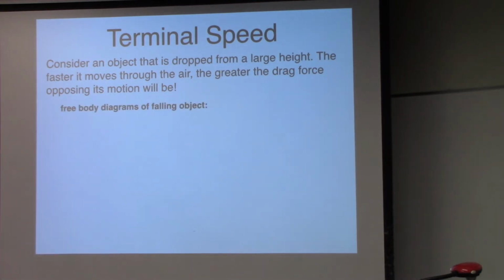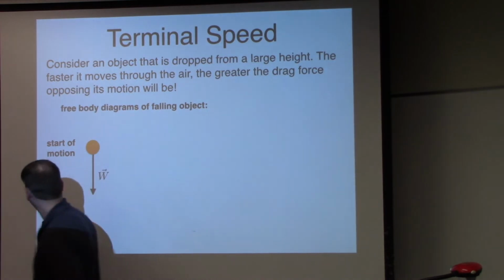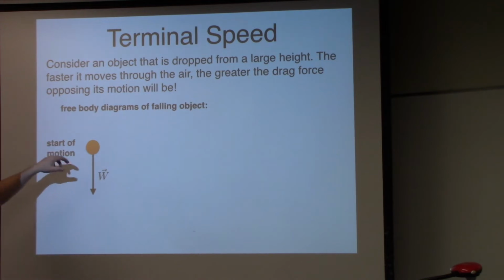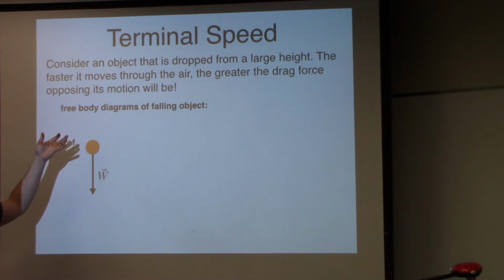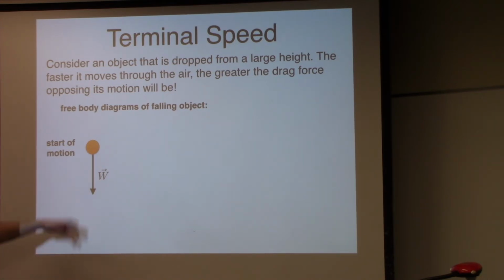So let's look at some free body diagrams of this falling object. And let's start when we drop the object. So this is the start of the motion. So right at the instant when I drop this object, the only force that's going to be here is weight. Because the other force, drag force, which you might be thinking I should put here, is going to be zero. There is no drag force if the speed is zero. So if this is the moment when I drop the object, and it has no speed at this moment, there's no drag force. Okay? It takes some kind of speed for there to be a drag force. So that's what it looks like at the start.